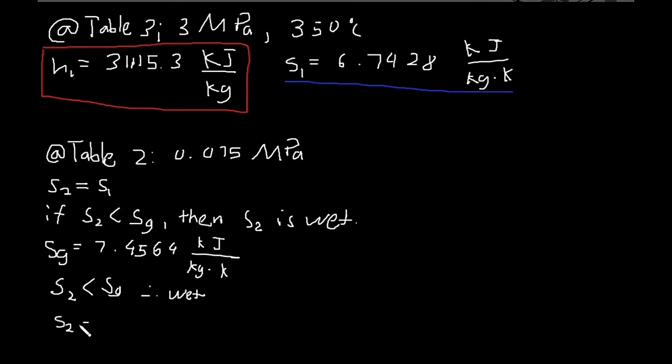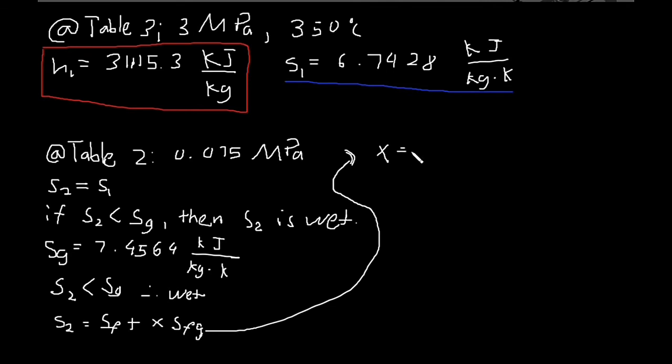S2 is equal to SF plus X SFG. Then we have S2, we have SF by the table, we have SFG by the table. So we can solve for X. So let's go here. X is equal to S2 minus SF over SFG.